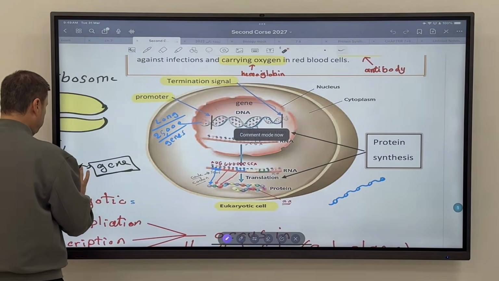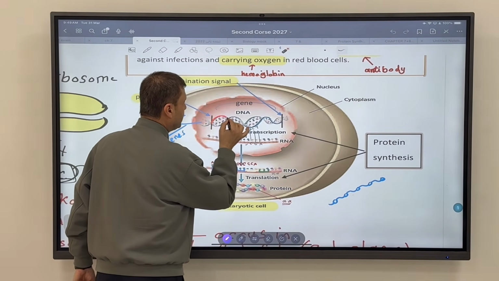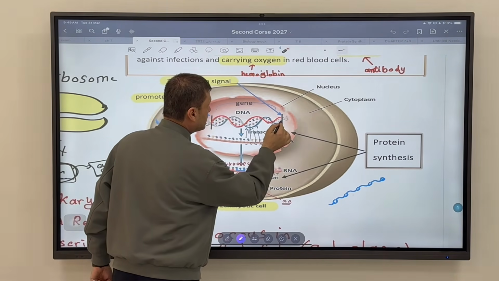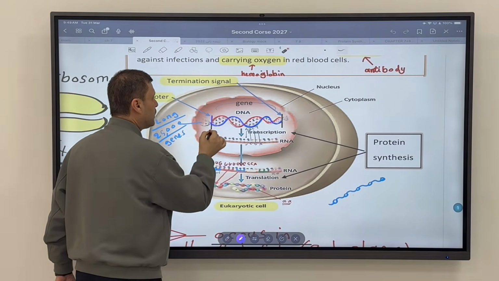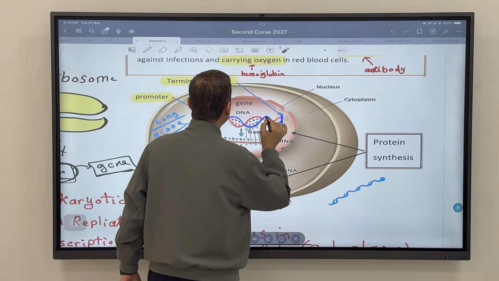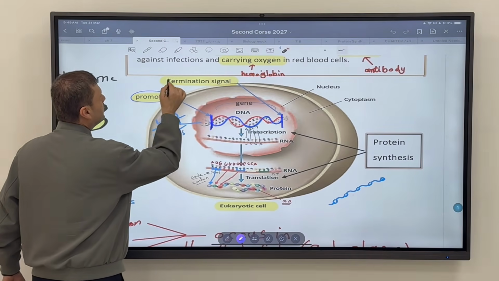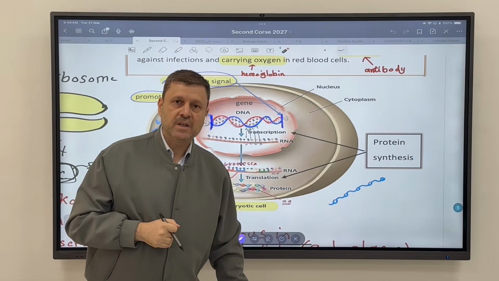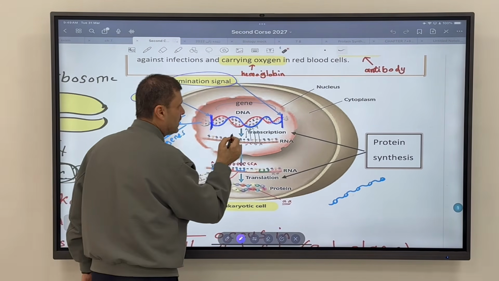During transcription, we have a gene on DNA. It consists of two strands. Each gene has a promoter, the beginning of the gene, and also it has a termination signal, the end of the gene. Promoter and termination signal: this one marks the beginning of the gene, and this one marks the end of the gene.